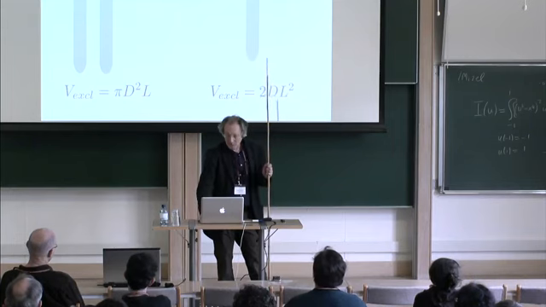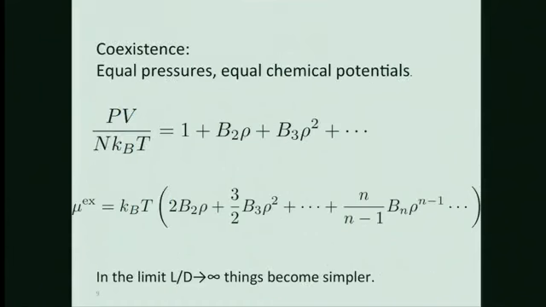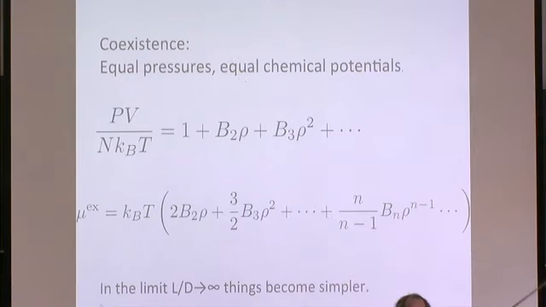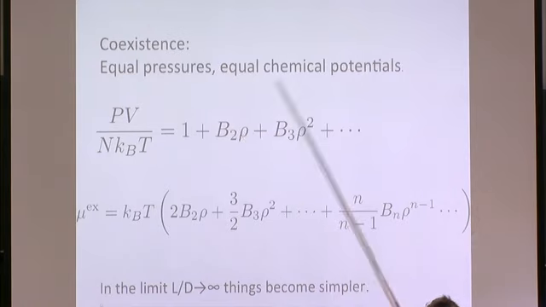But now, in a bit more detail, how do you make that into a theory? Well, I will have to look at the conditions for coexistence between the two phases. If you consider a system at the same temperature, we talk about hardcore particles, so temperature really doesn't play a role. The other things that matter are that the pressures are equal and the chemical potentials are equal.